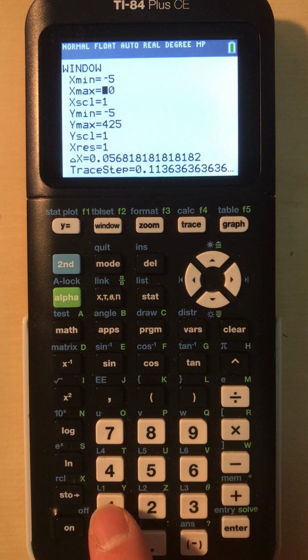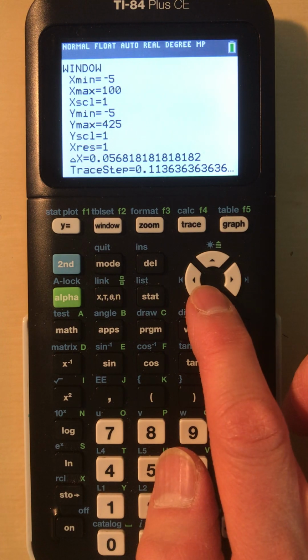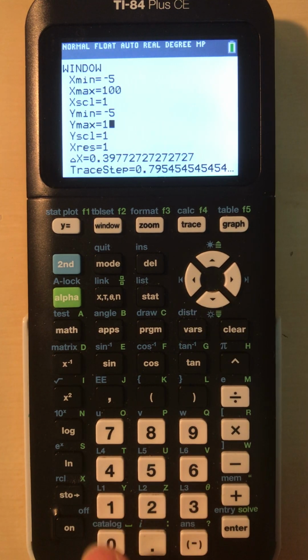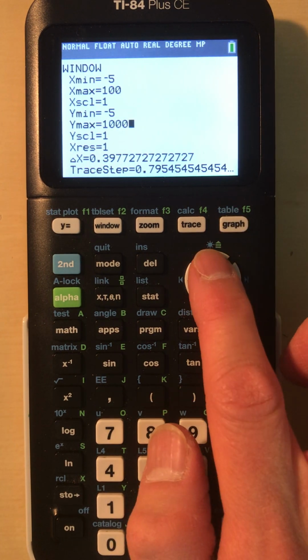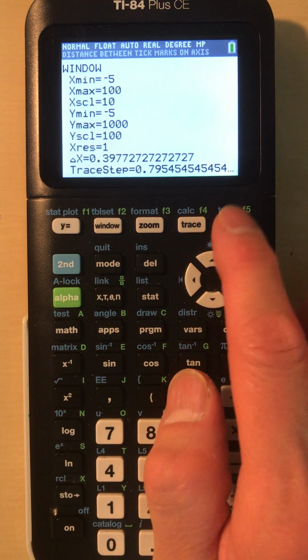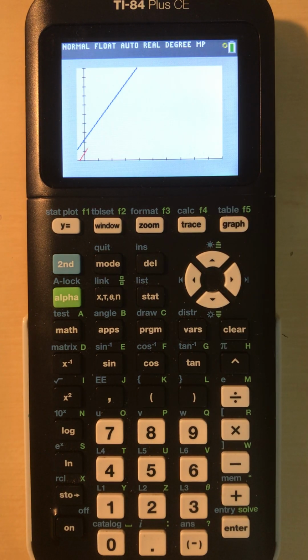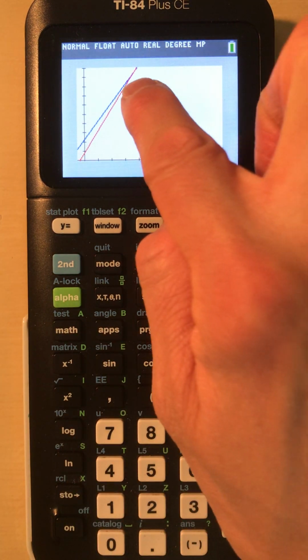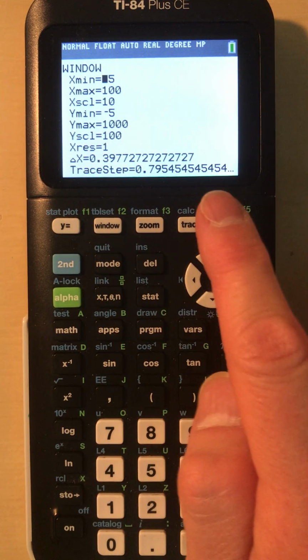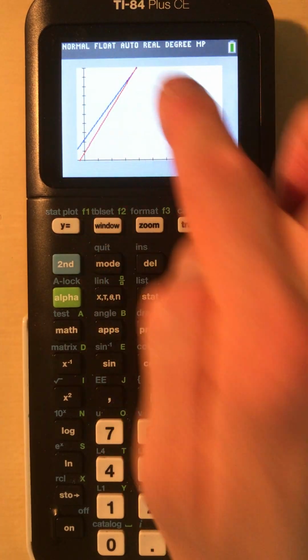X max, let me go to 100. Okay, and then the Y max, let me go to 1000. Okay, and then scale, let's set 10. Scale, let's set 100. What do we got? Oh, there's the intersection point, not quite. So let's go back to window. I need more Y max value, right, in the positive.